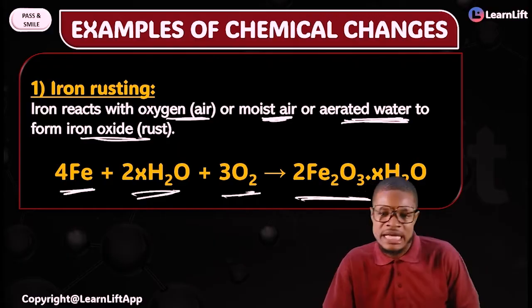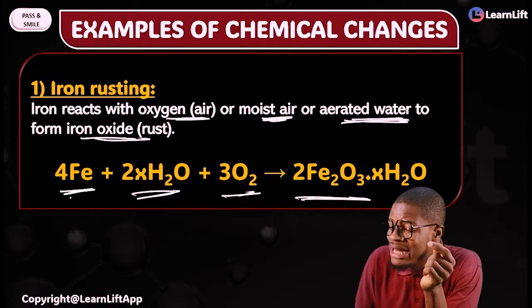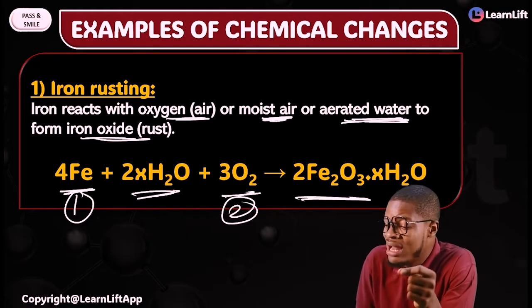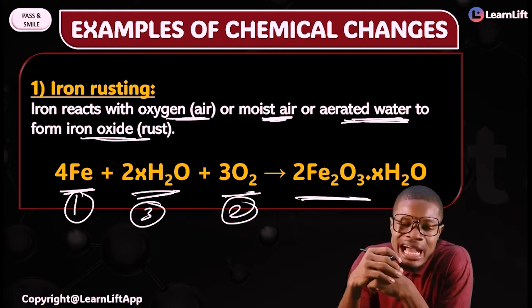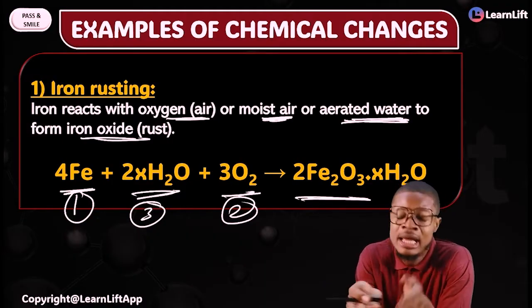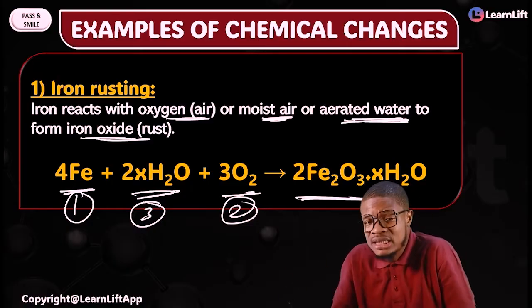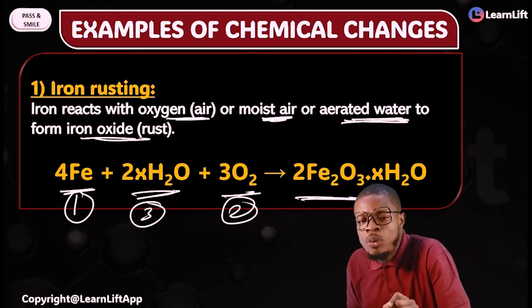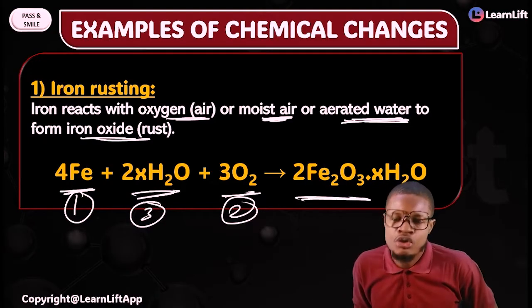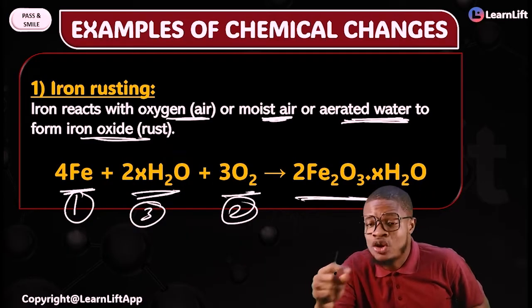What type of iron trioxide? Hydrated iron trioxide. So for rusting to occur, listen carefully. Number 1, you need iron. Number 2, you need oxygen, which is air. And number 3, you need water. Oxygen is the component of air that is picked out from there, and then you need water. That's why it is going to form hydrated iron trioxide. So we can say rusting is the formation of hydrated iron trioxide. That's what we call rust. So number 1 example of chemical change is iron rusting.